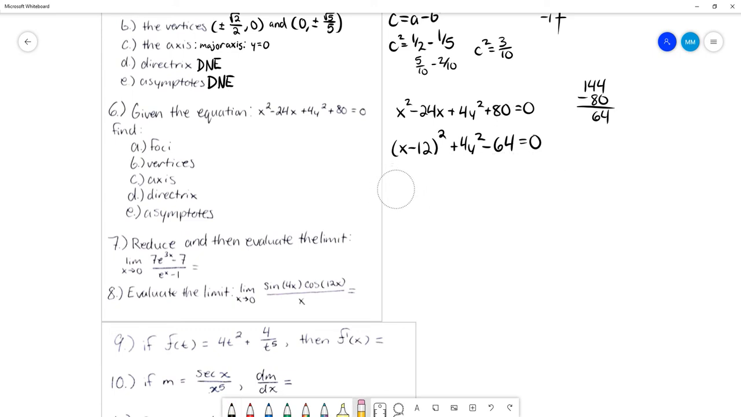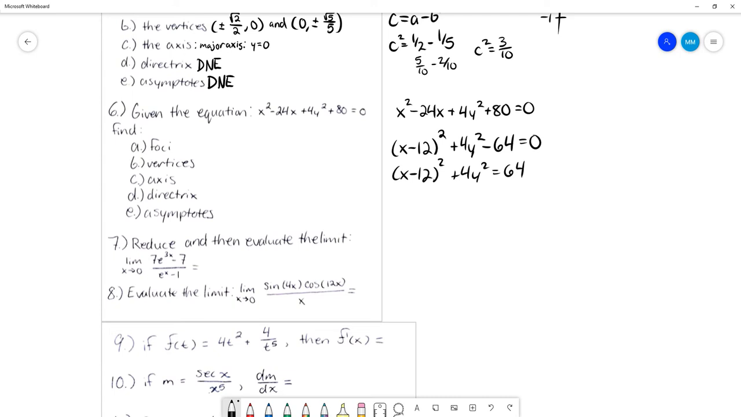So now we've got that bit, which is a good start, but nowhere near done just yet. Now I want to try and do the same thing with my y, but that seems a little trickier. There are no just y values. There's this y squared, but there's no just y, which tells me that I don't have a situation where it's something like that squared. Instead, I'm going to add 64 to both sides. So it's going to be x minus 12 squared plus 4y squared equals 64.